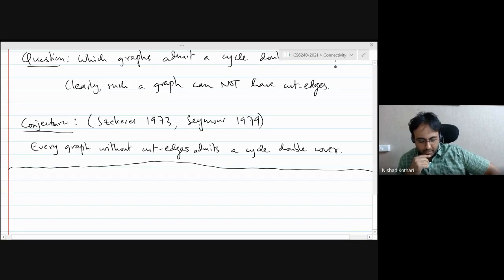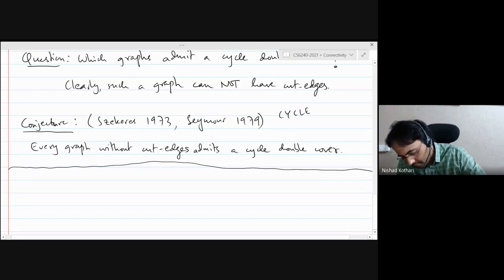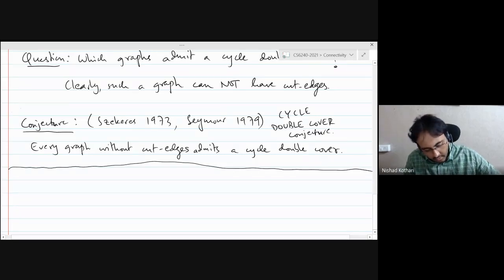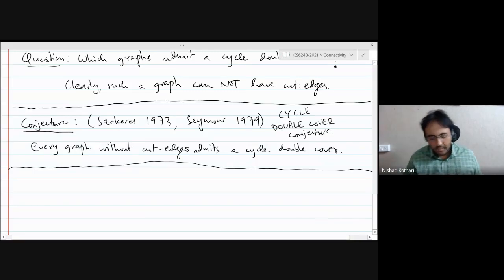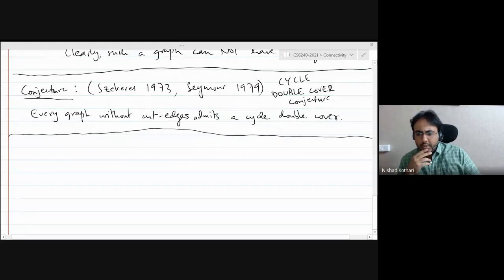Yeah, so Bondy and Murty have quite a bit about this conjecture in different chapters. They tell you different things about this conjecture, what has been done, what are the different approaches people have tried, and so on. We won't be covering too much, but I will from time to time tell you a few things about this conjecture, right? So this is the very famous cycle double cover conjecture. Okay. Are there any questions?